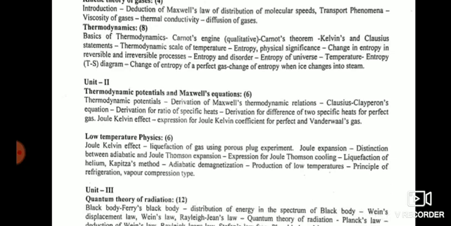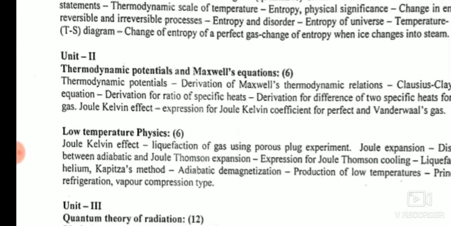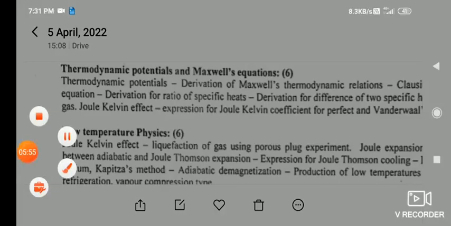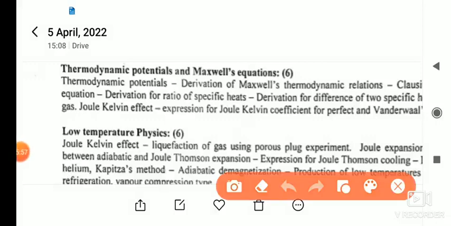Next, the second unit, that is thermodynamic potentials and Maxwell's equations. In this second unit also, the first topic is important, that is thermodynamic potentials.